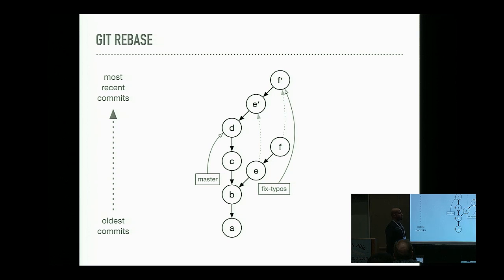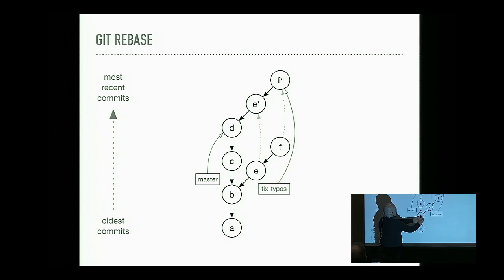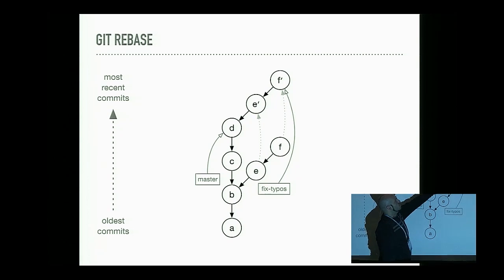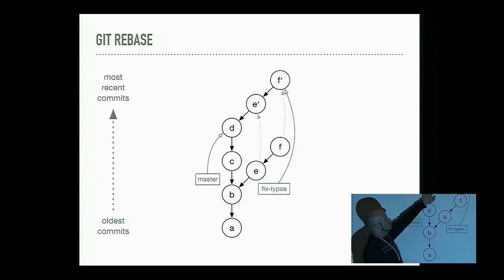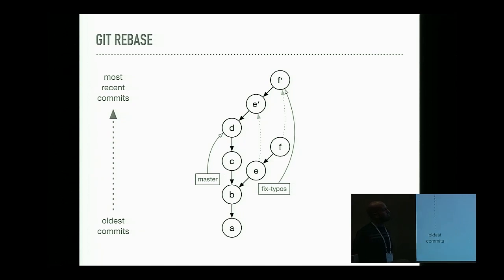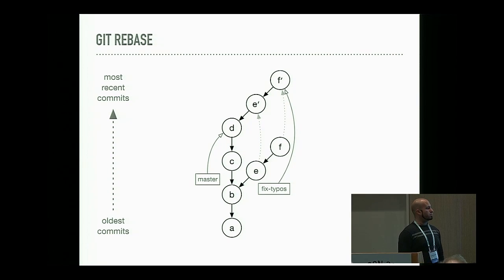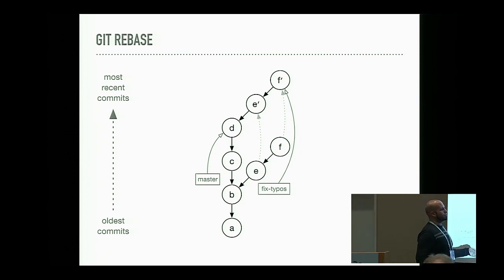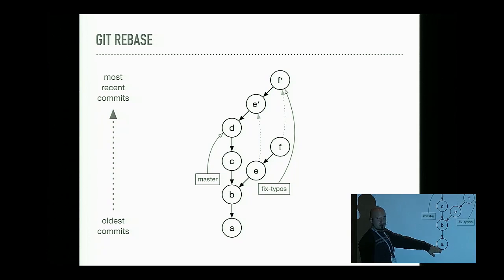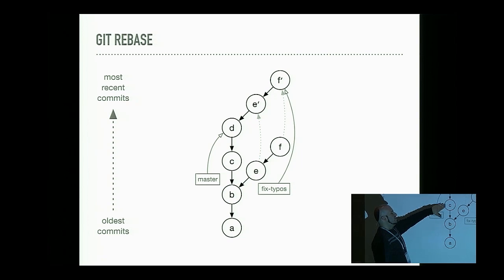So that's what's going on here. You just find the base, and this one, you make a new commit that has a new parent pointer. This is its parent instead of this being its parent. That's what the arrows mean. So the reason why by doing this you are changing history is because think about the perspective of somebody else trying to use this fixed typos branch. Before you do the rebase, the history is F, E, B, A. After you do the rebase, the history is F prime, E prime, D, C, B, A.